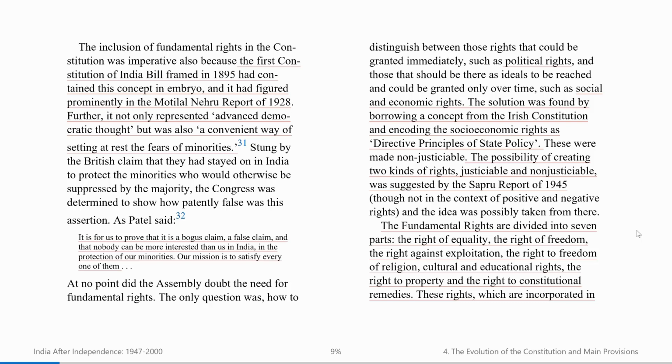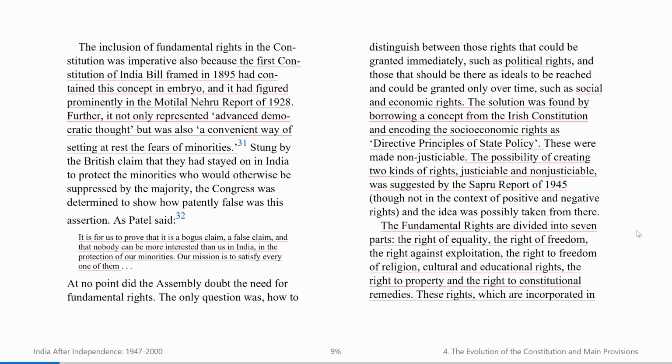We have residuary power belonging to the center from Canada, the federal state with a strong center again from Canada, appointment of governor by the center again from Canada, advisory jurisdiction of the apex court from Canada, procedure established by law from Japan. Then from Ireland, as I talked about, the DPSPs. We have the election of the president taken from the Irish, the president sending messages to the parliament again from the Irish, and nomination of the members of Rajya Sabha again from the Irish, and so on.